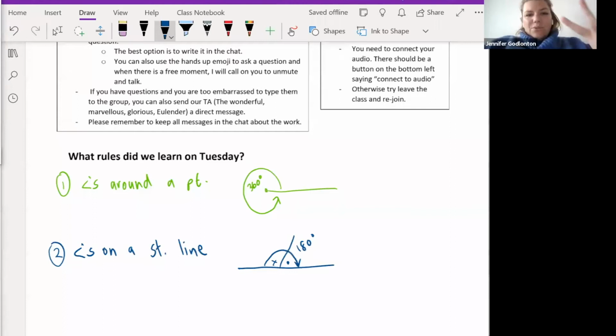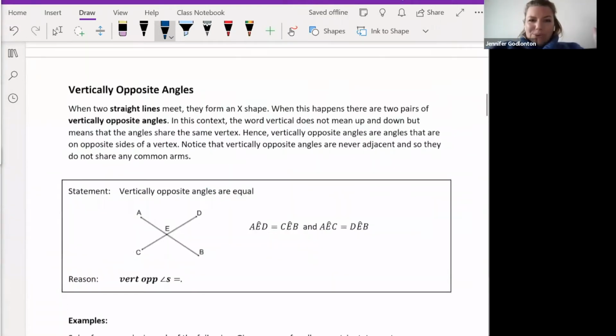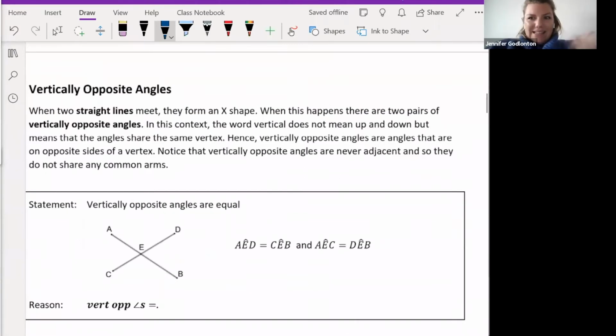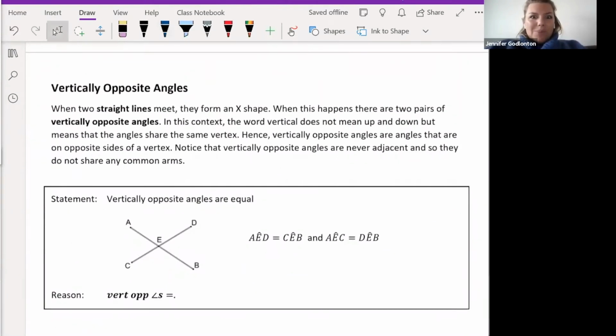So those are two rules that we learned on Tuesday. We're going to add one more rule today, and then we're going to mix the 3 together. Someone asked on Tuesday, how do we know when we're going to use which rule? We're going to talk about that today. So today's rule is vertically opposite angles.